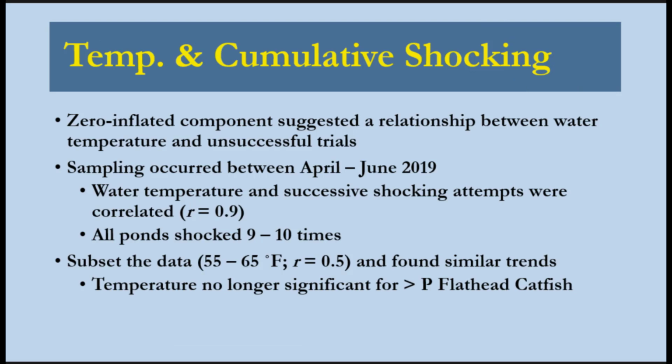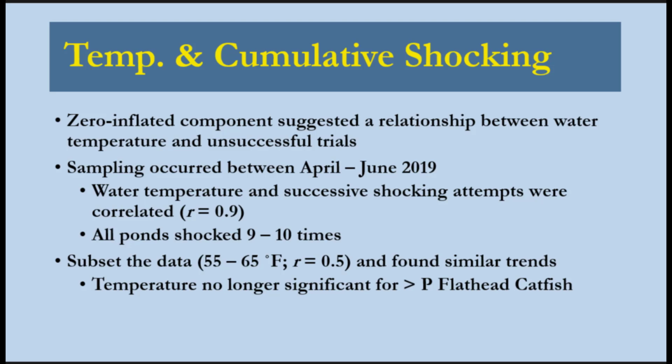There's a zero-inflated component to those models, and they would suggest a relationship between increasing water temperature and increased likelihood of zeros. Unfortunately, because we only had one field season in the spring of 2019, this was highly correlated. As water temperatures increased throughout the spring, we were also accumulating shocking attempts on these ponds, which we shocked 9 to 10 times. So it's difficult to tease that out. Was it temperature, or was it just shocking these ponds over and over again?